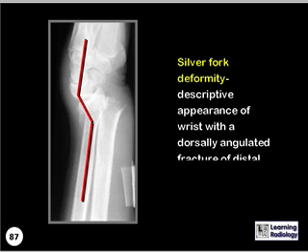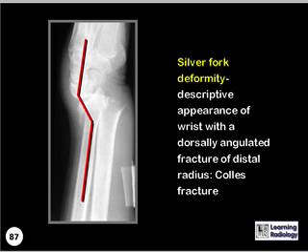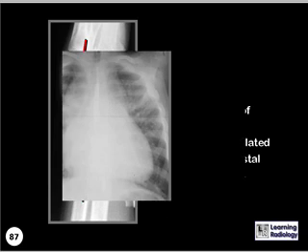This is the silver fork deformity, which is the descriptive appearance of the wrist with a dorsally angulated fracture of the distal radius, as in Colles fractures. What sign is depicted here?